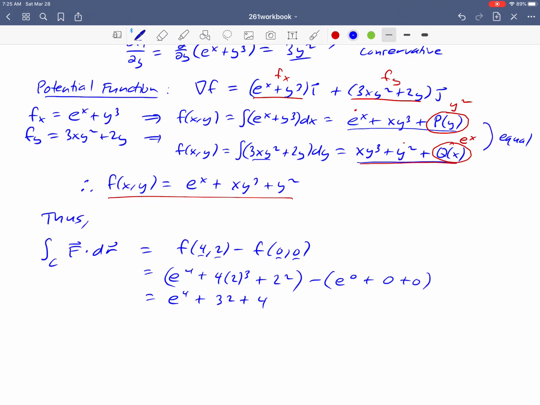So what do we get here? Well, let's do the arithmetic. So e to the 4th, 2 cubed is 8, times 4 is 32, plus 2 squared is 4, and then we've got a minus e to the 0, that's a minus 1. Just do the remaining arithmetic there, and we get e to the 4th plus 35, and that should be our answer. And notice again, we were able to do that integral without doing any parameterization of our curves.